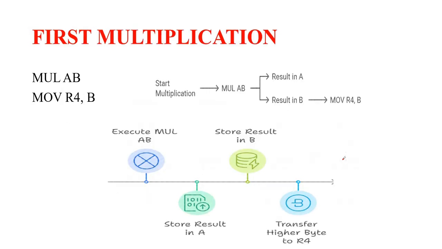Then we will perform the first multiplication. For that we have used these instructions, MUL AB and MOV R4, B. It will multiply the contents of A and B, and then the lower byte is stored in A and the upper byte is stored in B, and then the upper byte will be moved to R4. So here we are executing the multiplication instruction, storing the lower byte in A and the higher byte in B. Then we will transfer the higher byte to R4.